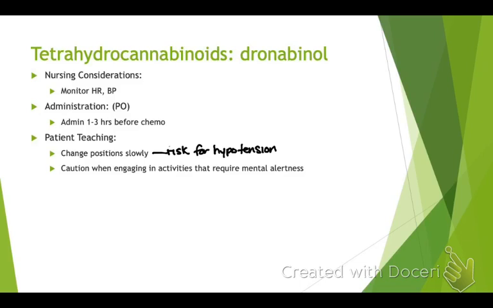Your dronabinol, the nursing considerations with this drug: again, monitor heart rate and blood pressure. It is a PO form only. You want to give it 1 to 3 hours prior to chemo. And again, you want to teach your patients to change positions slowly because of the risk of hypotension, and to use caution when engaging in activities that require mental alertness.